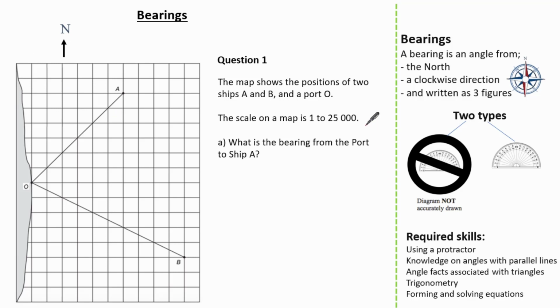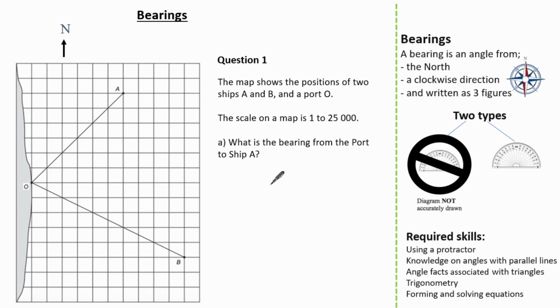Here the question shows a map, and there are 2 positions, ships A and B, with a port O. We're given the scale on the map to be 1 to 25,000. The question wants us to identify the bearing from the port to ship A. Now what's very important to note is the question does not state diagram not drawn accurately. Therefore, we are required to use a protractor.